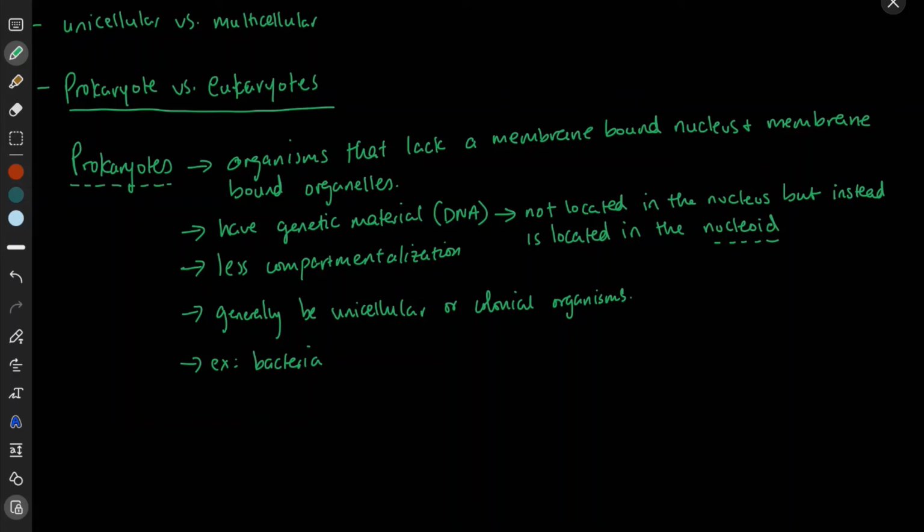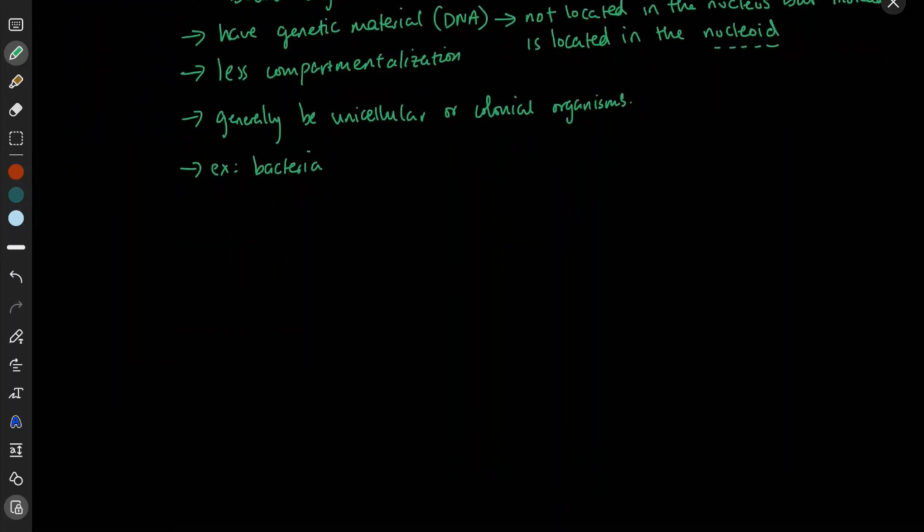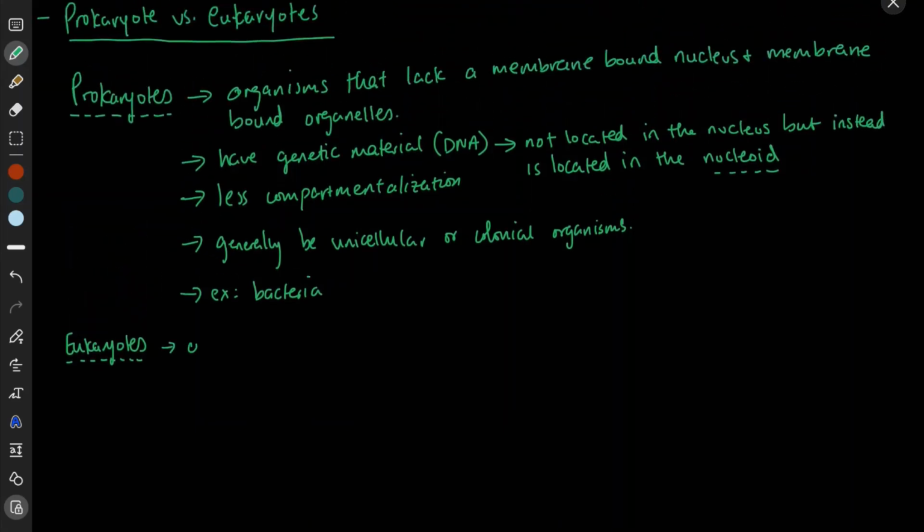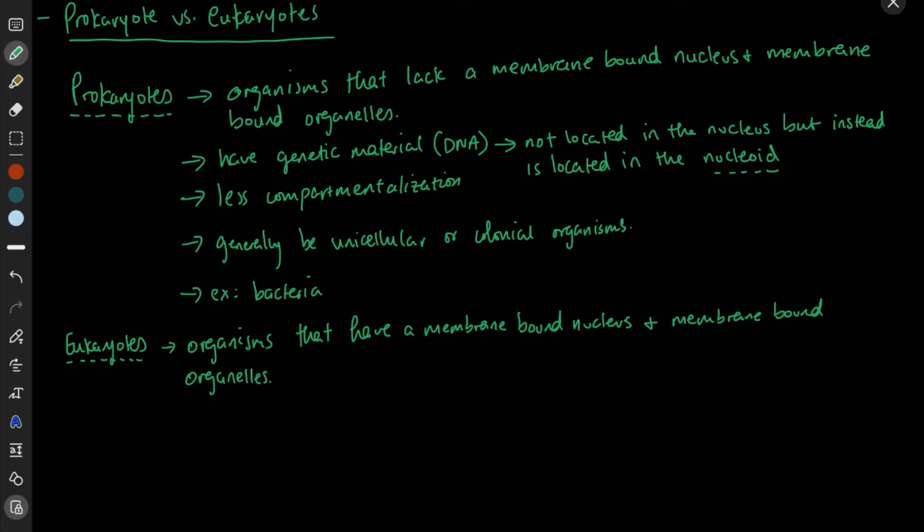Okay, so those are what prokaryotes are. Those are the characteristics of prokaryotes. Now, with respect to eukaryotes, they're the opposite. So they are organisms that have a membrane-bound nucleus and membrane-bound organelles. Right? And so here the genetic material, in the form of DNA, this time is located in the nucleus.